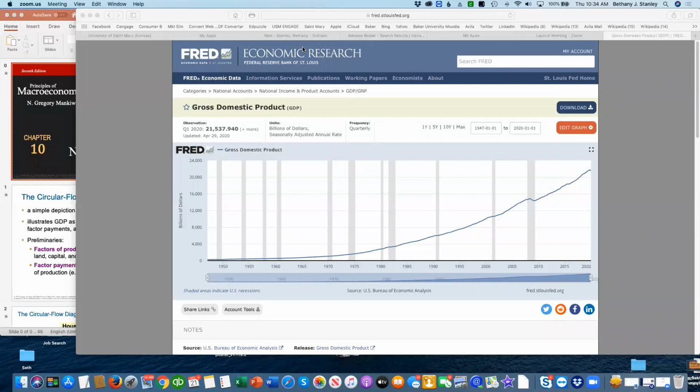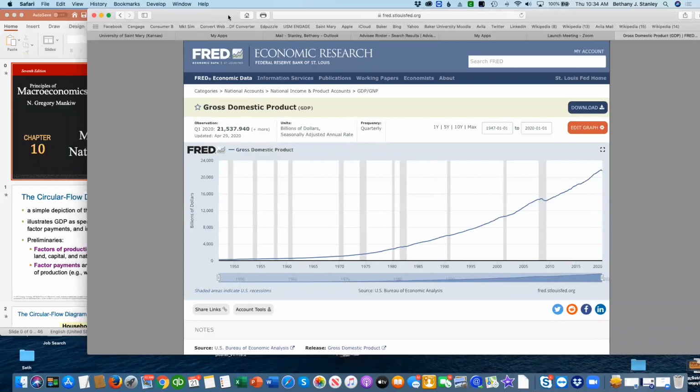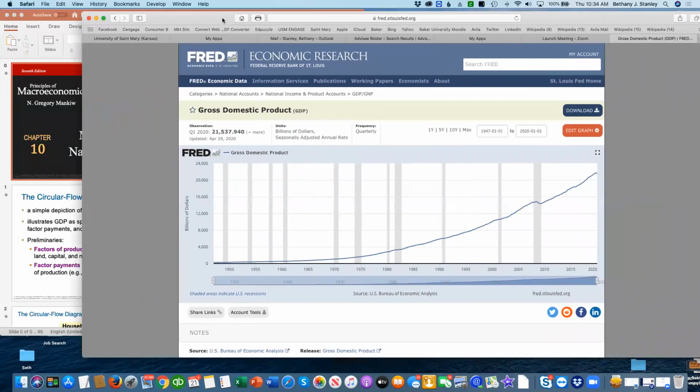Hi class, and welcome to Chapter 7. Chapter 7 is all about measuring the nation's income. You all probably watched the news and heard the gross domestic product, otherwise known as the GDP.